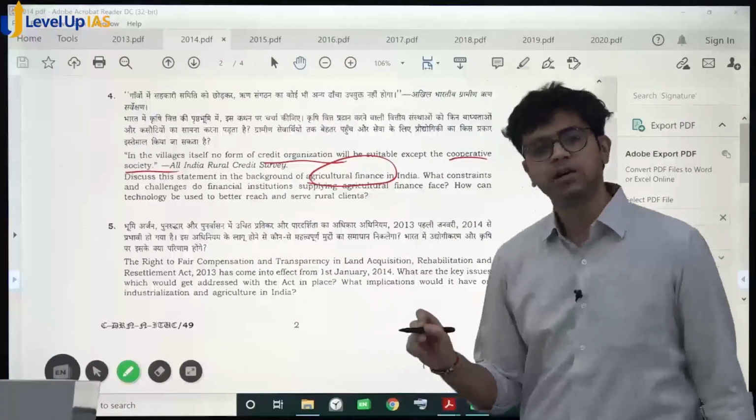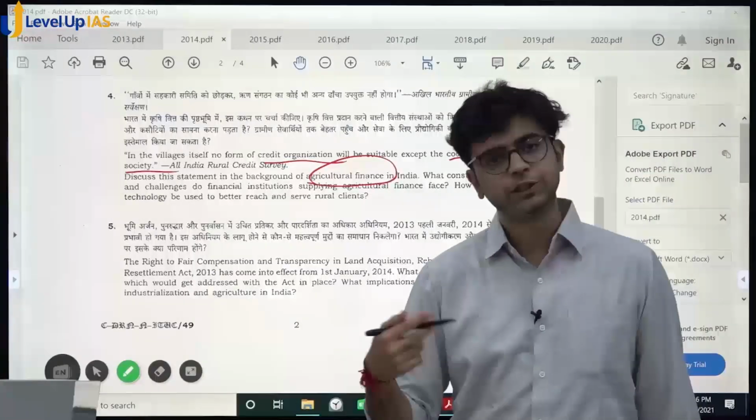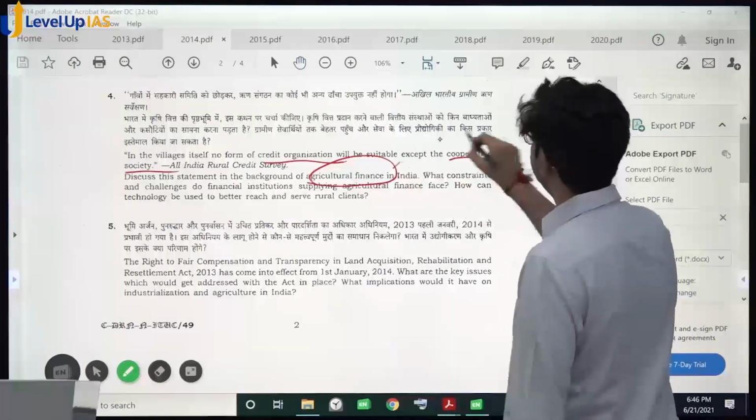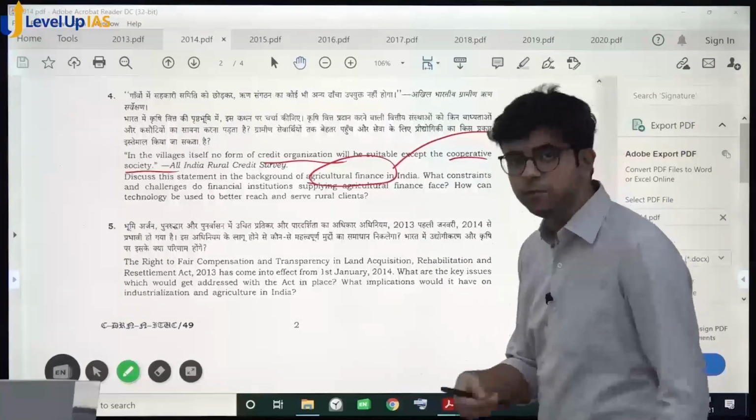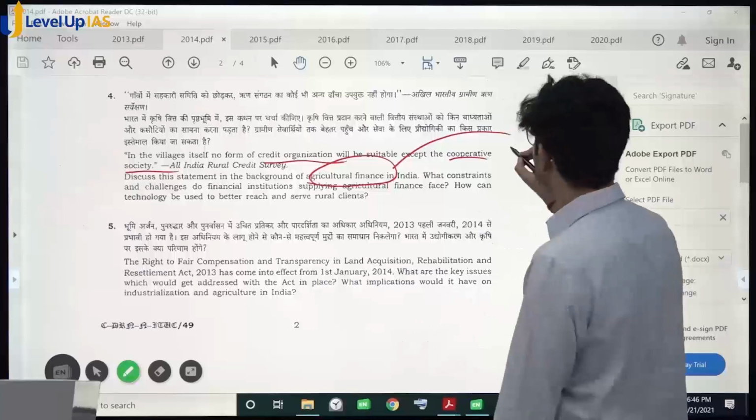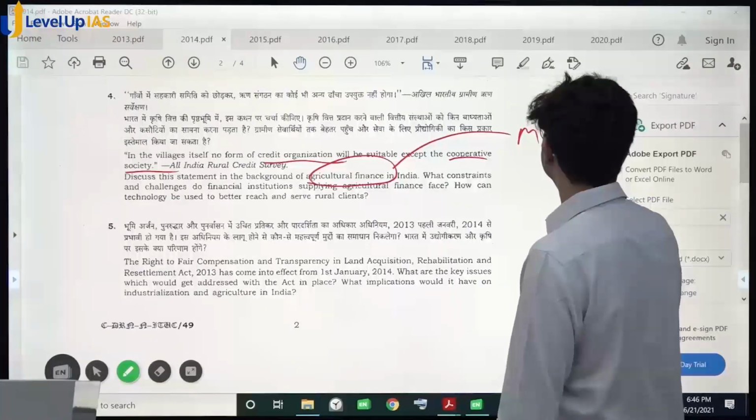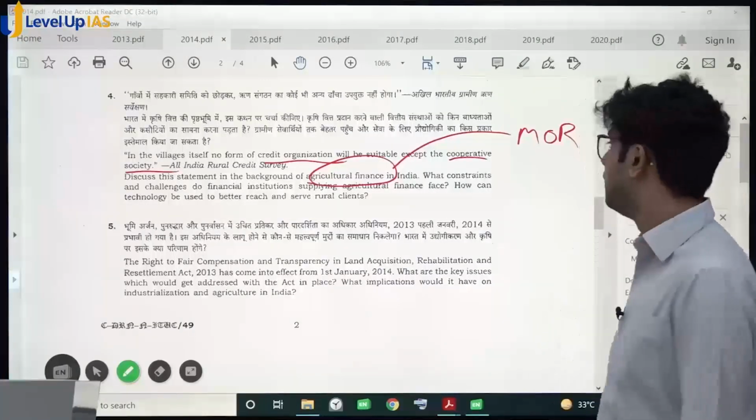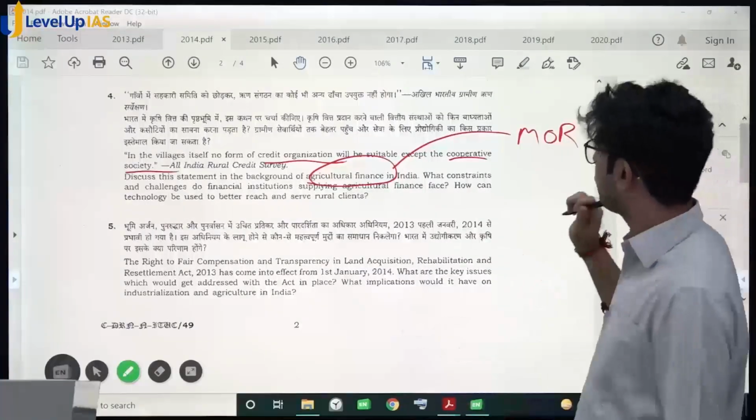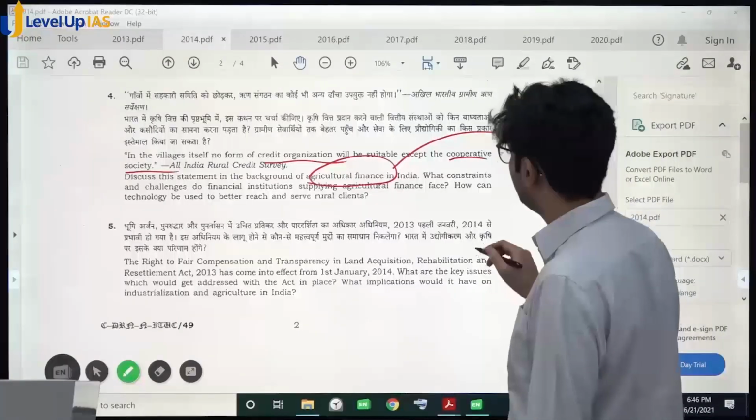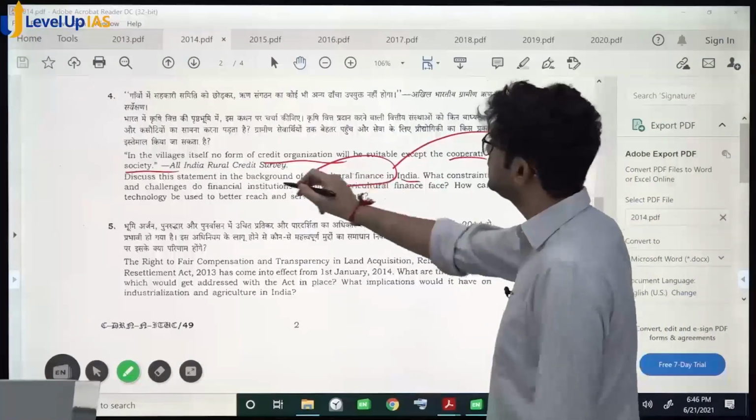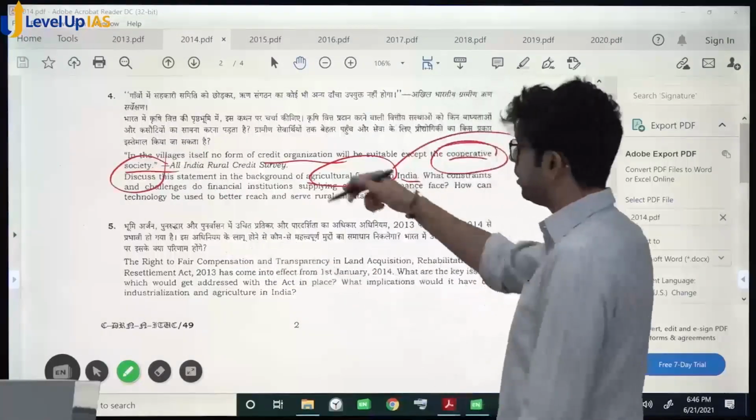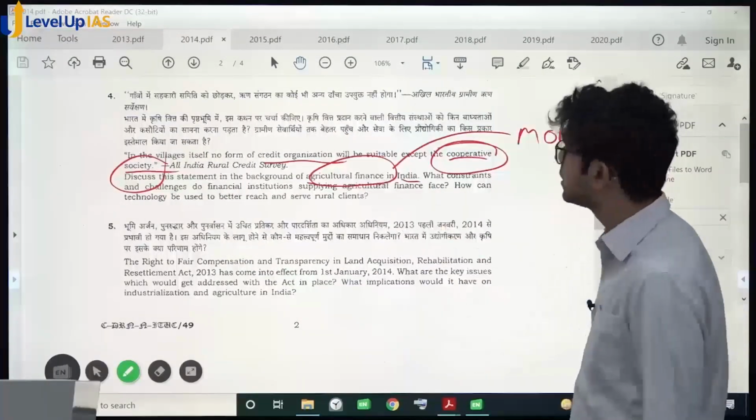Now, this might seem a part of agriculture, this might seem a part of issues of agriculture, but still, in the broader scheme or broader syllabus of things, it again falls under mobilization of resources, which is there in point number 1. So what is the question saying? Discuss this statement in the background of agricultural finance, which means the suitability of cooperative society for providing agricultural finance is being asked.